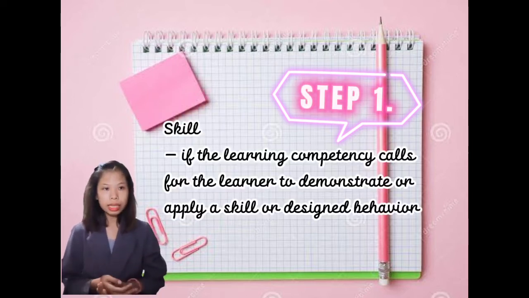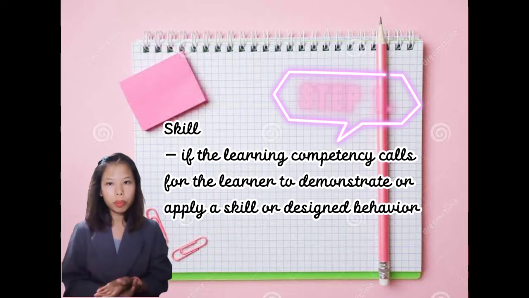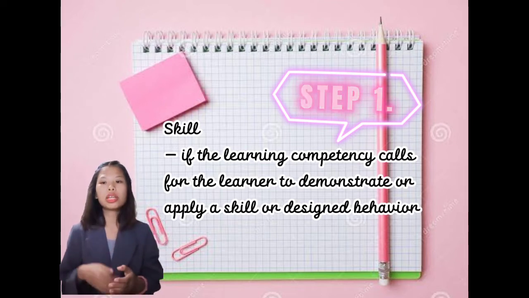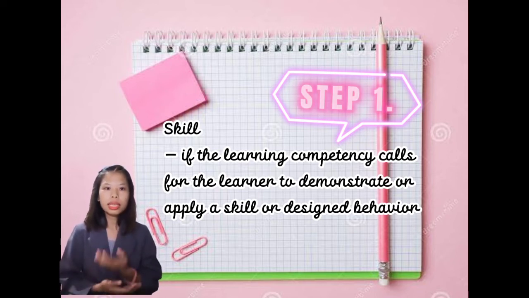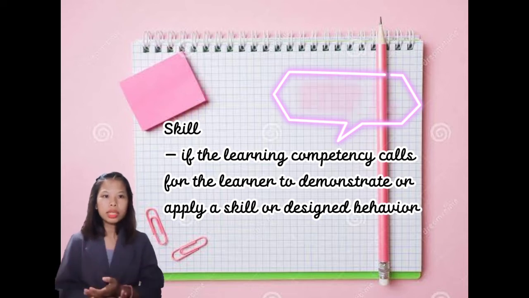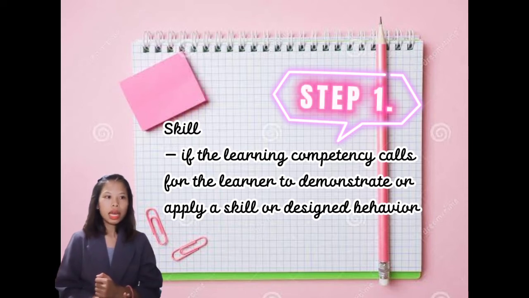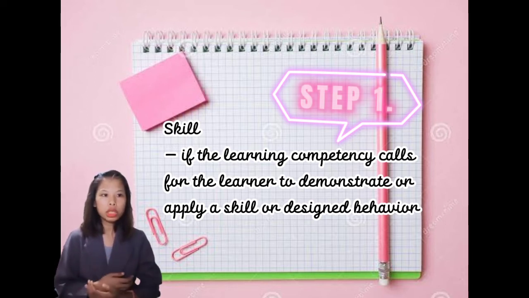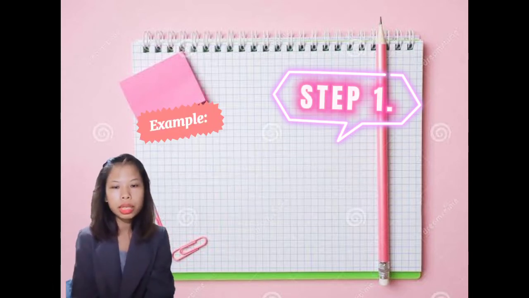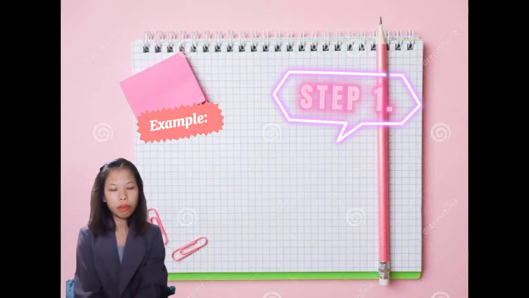Lastly is the skill or the psychomotor domain. This is used if the learning competency calls for the learner to demonstrate or apply a skill or desired behavior. With this, learners should have the ability to perform a task and know the process, operations, and practical applications or procedures and problem solving.